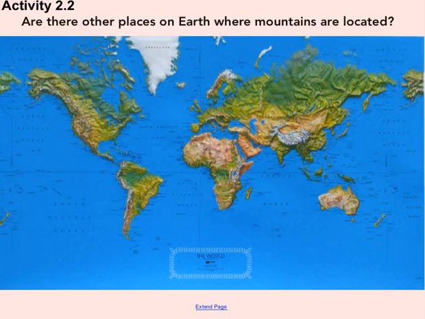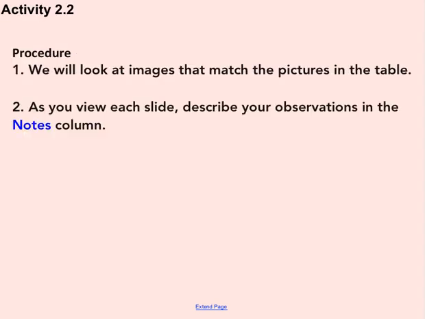What if we were able to remove all the water? Are there other places on the earth where mountains are located? And that's what we're going to be exploring today. So we're going to look at images that match the pictures in the table. And you might say, what table is that?